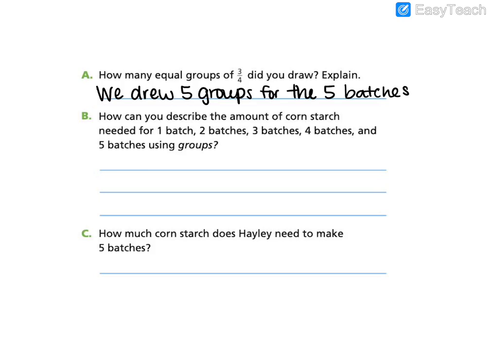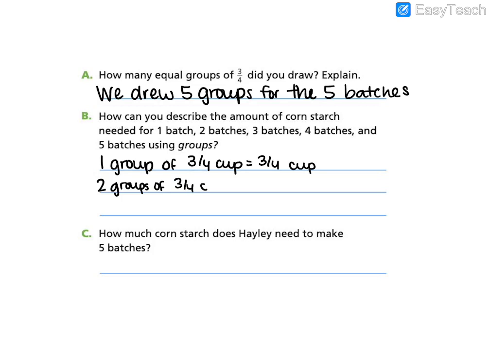Letter B asks us, how can we describe the amount of cornstarch needed for 1 batch, 2 batches, 3 batches, 4 batches, and 5 batches using groups? What this means is our first batch is 1 group of 3/4 of a cup. So 1 batch needs 3/4 of a cup. The second is 2 groups of 3/4 of a cup.